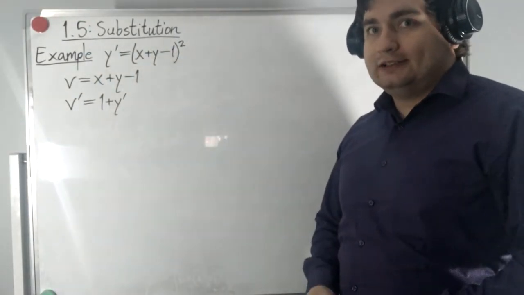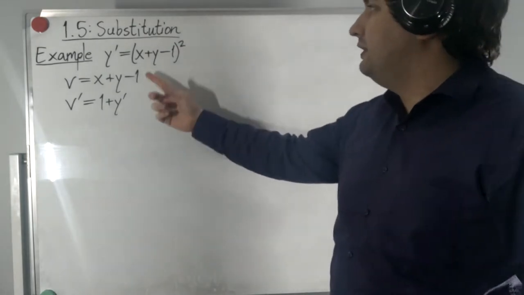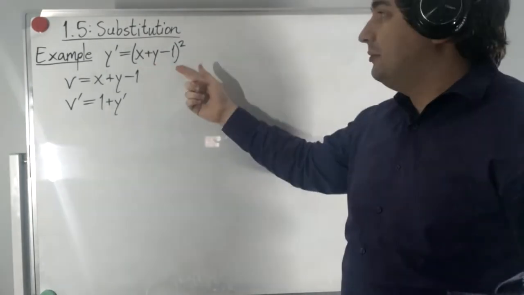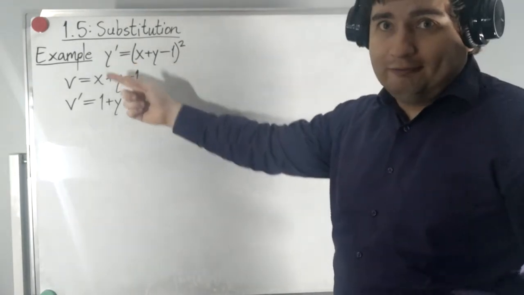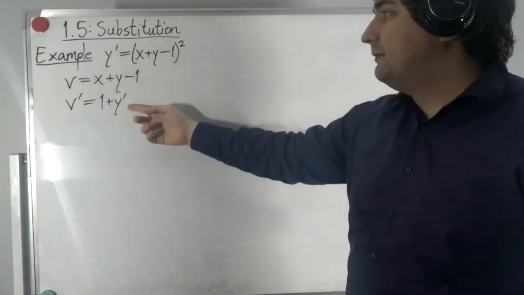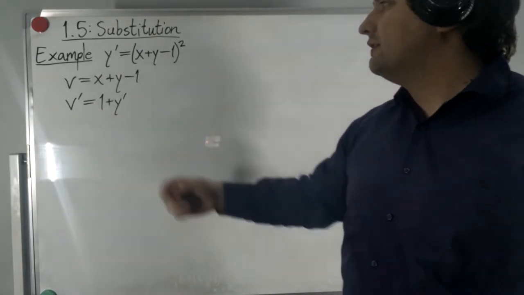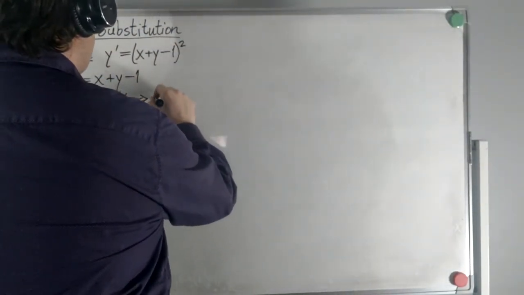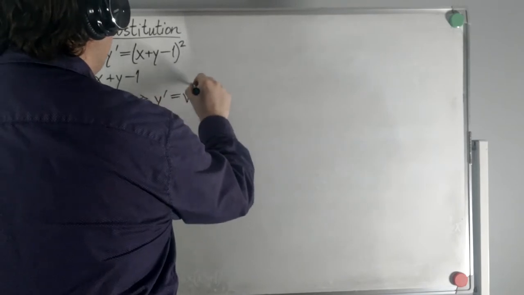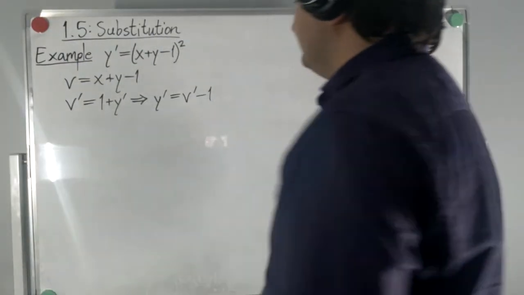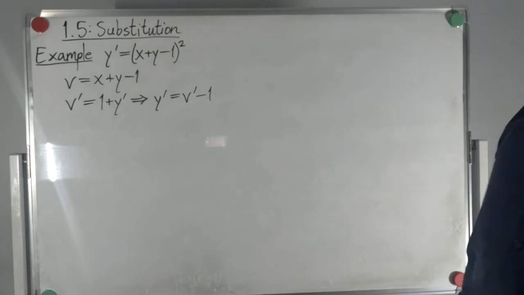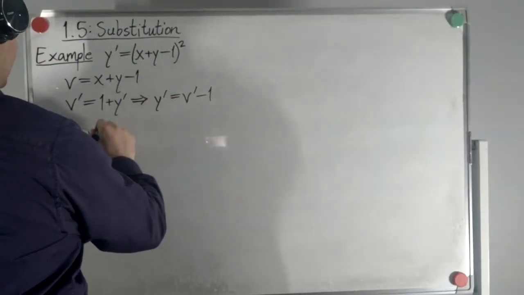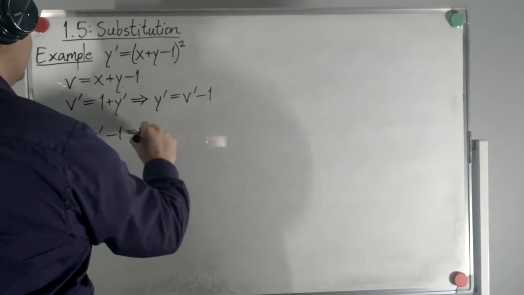Okay, this is important because we have v over here. This is just v squared on the right-hand side. But how do you rewrite the left-hand side? Well, you have to use this fact that v prime is 1 plus y prime. So y prime ends up being v prime minus 1. And then that allows us to rewrite this whole differential equation as v prime minus 1 equals v squared.